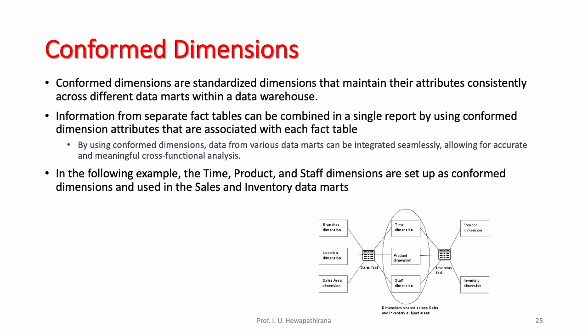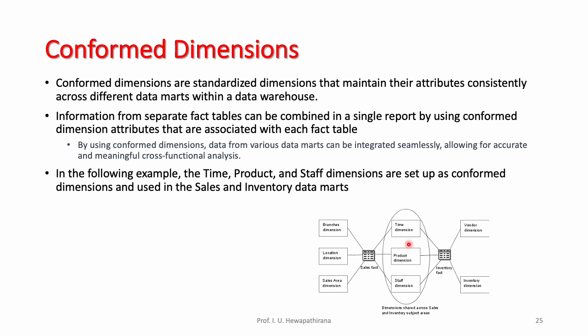Then we have conformed dimensions. Conformed dimensions are standardized dimensions that maintain their attributes consistently across different data marts within a data warehouse. That means now different fact tables are associated with dimensions. Here the same dimension tables are associated with two fact tables. So the same attributes and the domain contents of a particular dimension table are relevant to two fact tables.